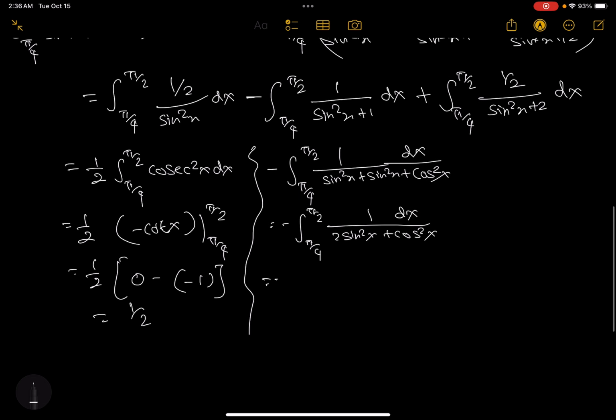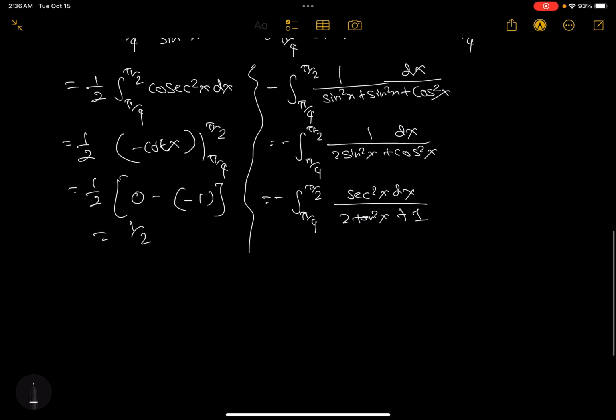Now divide both numerator and denominator by cos square x. So that will be sec square x dx by 2 tan square x plus 1. Now make a u-substitution that u is tan x. That gives us the integral from 1 to infinity of du by 2u square plus 1.